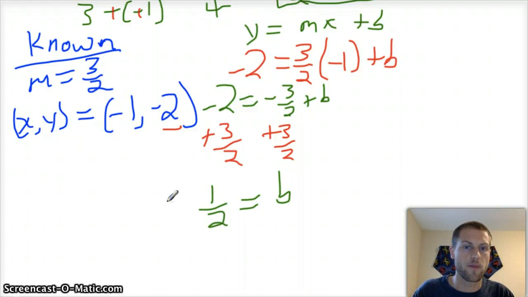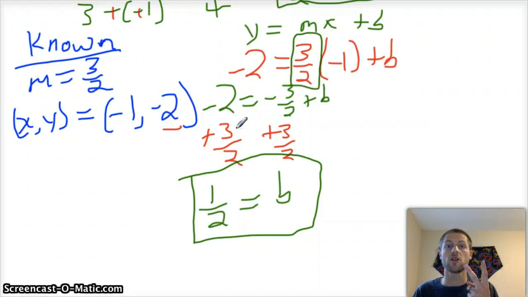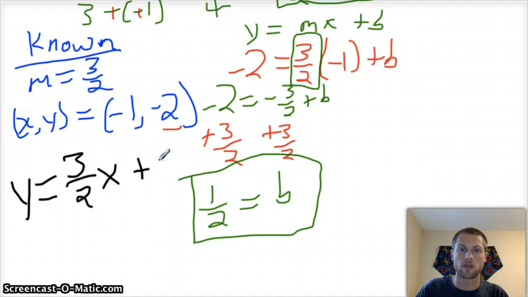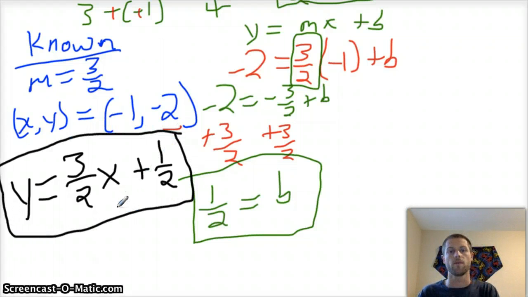So now that I have my b, and I have my m already, those are the two things I need for slope-intercept form. So my final equation is going to be y equals 3/2 x plus 1/2. That's my y equals mx plus b form. And we did it. If you want to see all the work put together, I put it in the description down below, so that's for you.